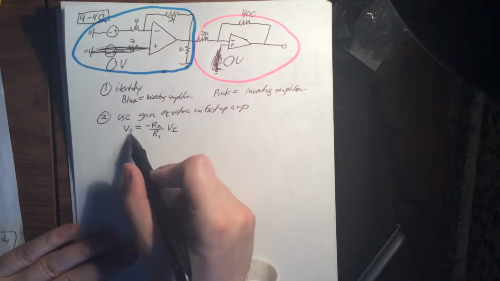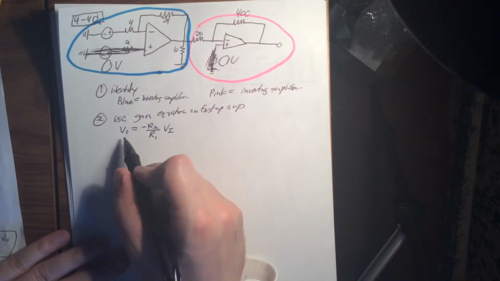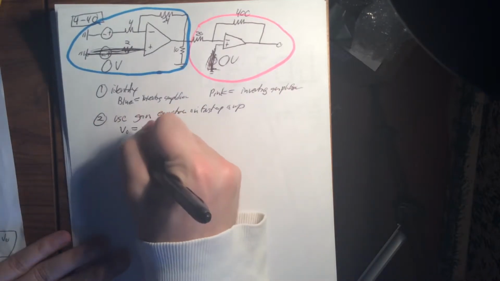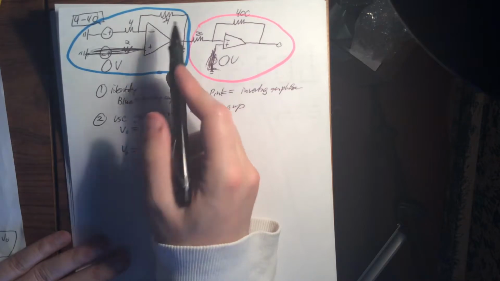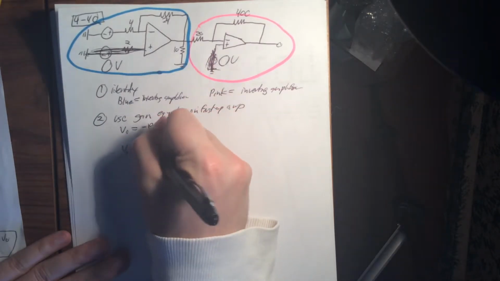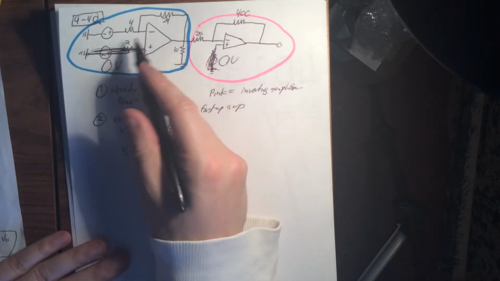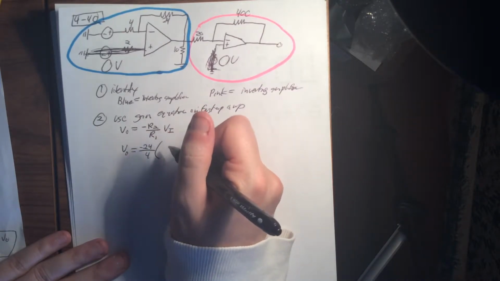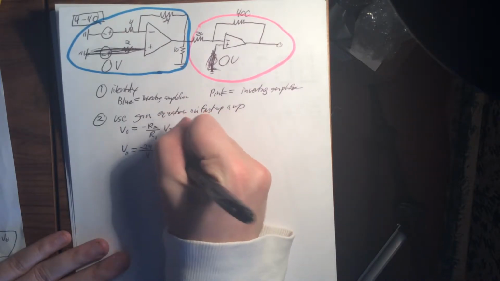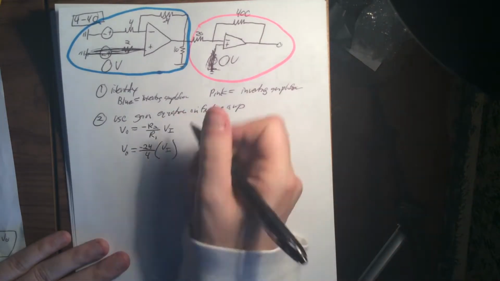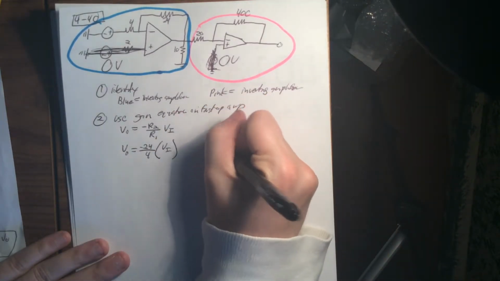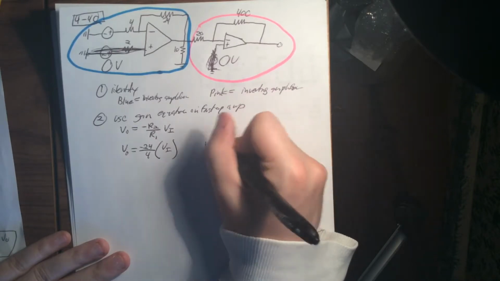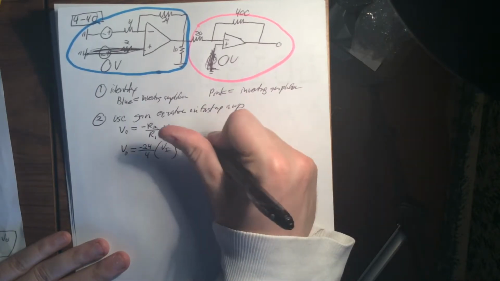So now we have our gain equation. V0 equals minus R2 over R1 VI. So V0 equals minus R2, which is 24, over 4. And then our VI is going to be still unknown. We weren't given that in the problem. So V0 equals minus 6 VI. That's our first little equation that we're going to save up here.